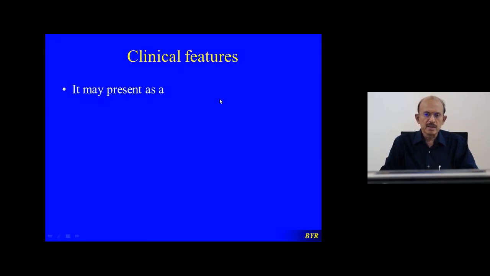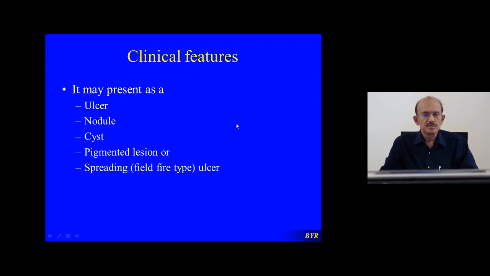Clinical features: it may present as an ulcer, nodule, cyst, pigmented lesion, or spreading ulcer. So these are the 5 types of its presentation. It may present like an ulcer. Sometimes it may be just a nodule. That is why it is commonly called basal cell carcinoma, not an ulcer. If you call it a rodent ulcer, it looks as if it will manifest like an ulcer only, but it can manifest like an ulcer, nodule, cyst, pigmented lesion, or a spreading ulcer.